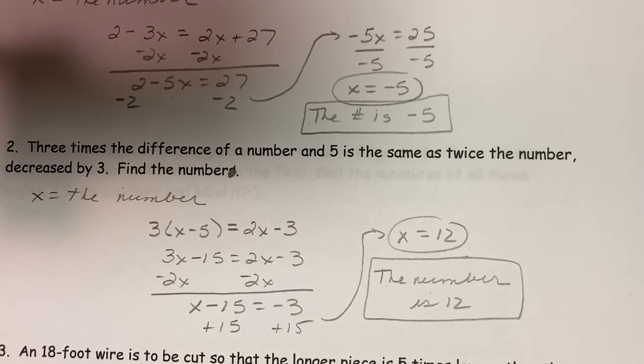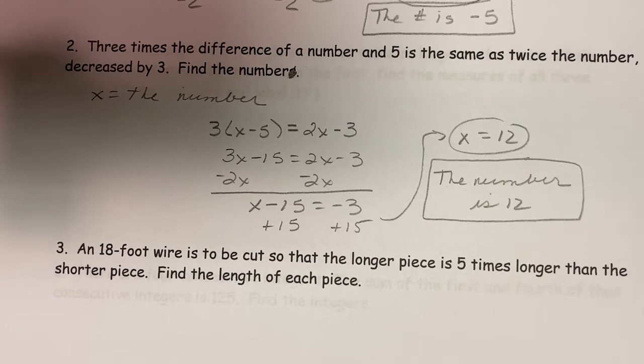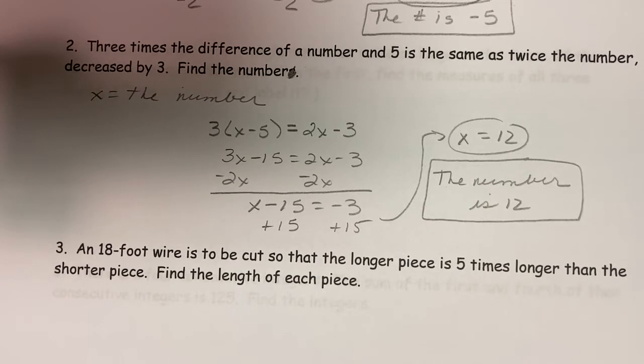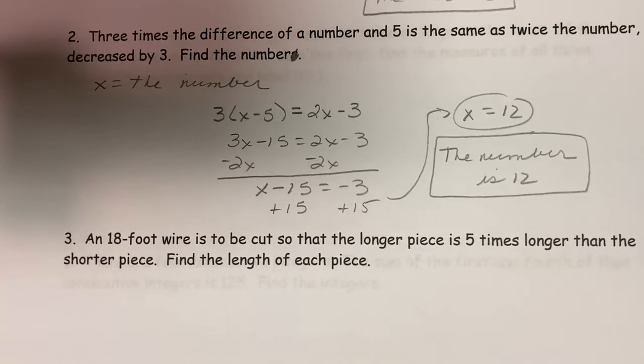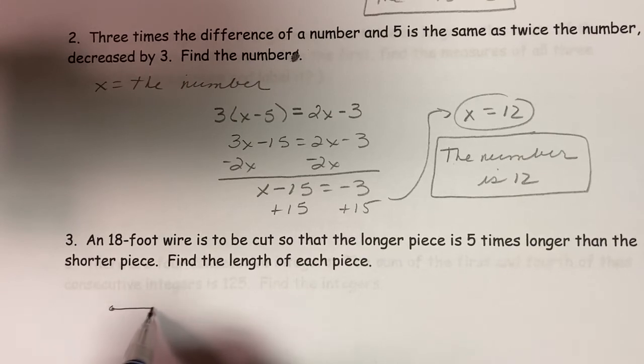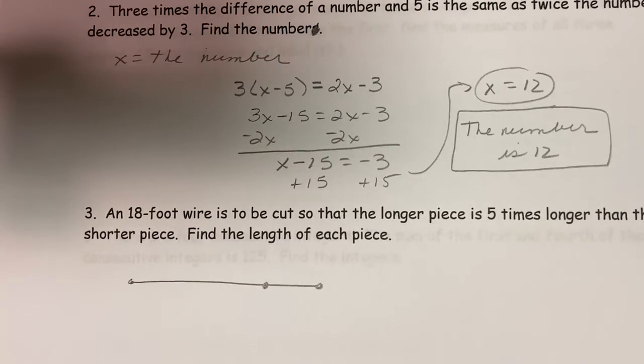All right, now we're going to get into something a little bit more interesting here. So let's read this all the way through. An 18-foot wire is to be cut so that the longer piece is 5 times longer than the shorter piece. Find the length of each piece. So let's go ahead and kind of draw a picture of this one. So here's our 18-foot wire. And we know it's divided into a shorter piece and a longer piece. So we could just do something like that. It doesn't really matter where we put the shorter piece and the longer piece. And we know that the total, by the way, is 18 feet.